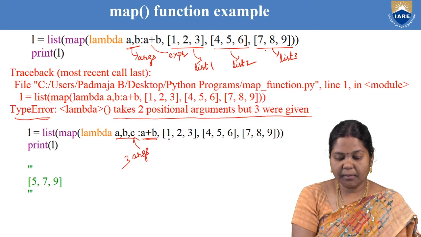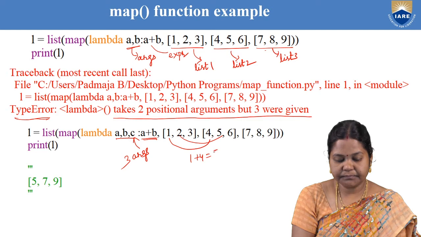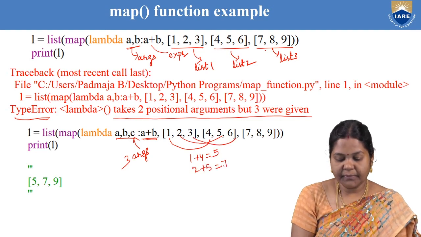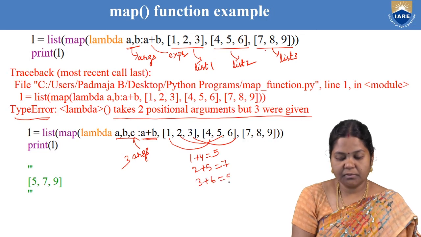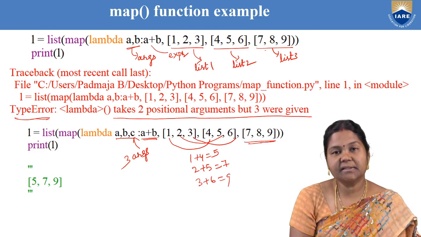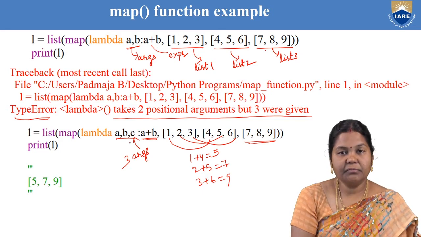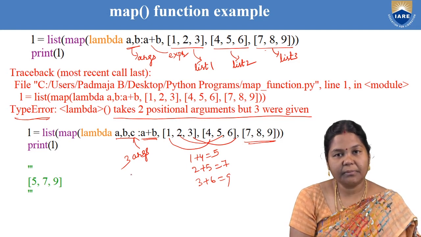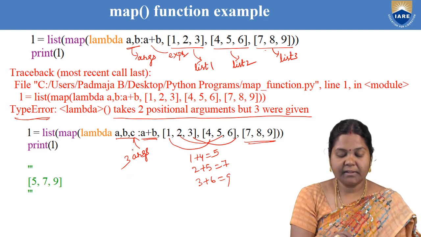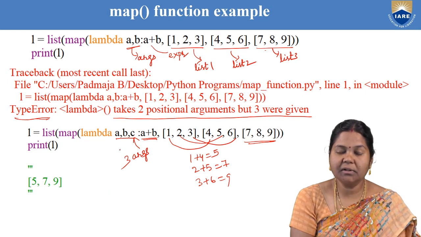So it will compute 1 plus 4, then 2 plus 5, and then 3 plus 6. Okay, 3 plus 6 becomes 9. And the third list is just kept as it is. But for that, there is a variable in the function, so it won't show you any error. If you want, you can write any mathematical expression for that also, but here it is not given. In the function, that one argument must be there for that iterable. That is an important point here.